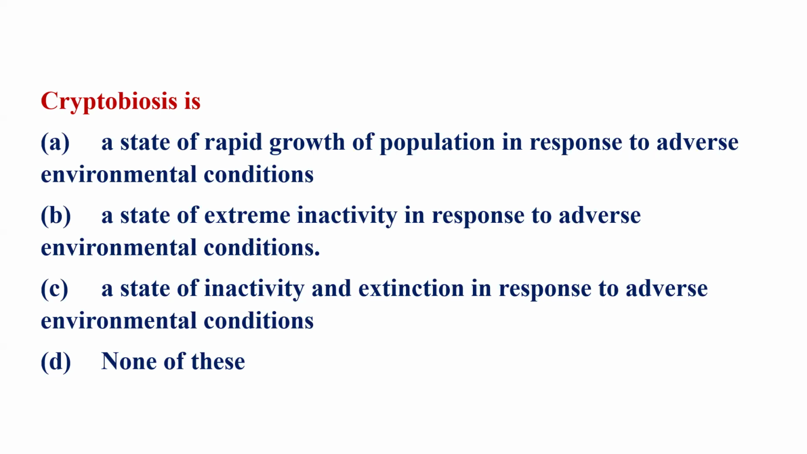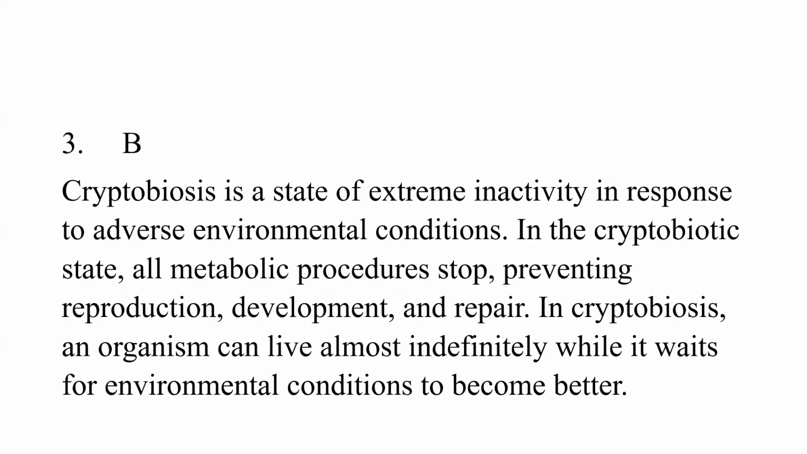Cryptobiosis is a state of rapid growth of population in response to adverse environmental conditions, a state of extreme activity in response to adverse environmental conditions, a state of inactivity and extinction in response to adverse environmental conditions, or none of these. So it is option B, a state of extreme inactivity in response to adverse environmental conditions. It was in the science article. In the cryptobiotic state, all metabolic processes stop, preventing reproduction, development, and repair. In cryptobiosis, an organism can live almost indefinitely while it waits for the environmental conditions to become better. A particular microorganism was in the news. Let us discuss this in the next question.